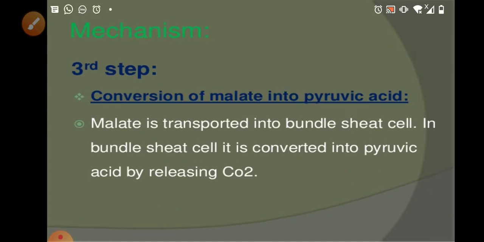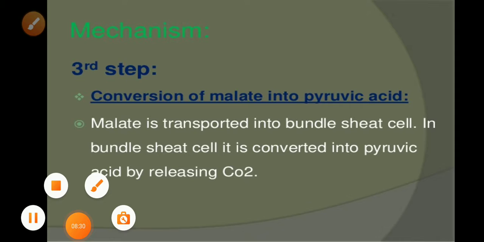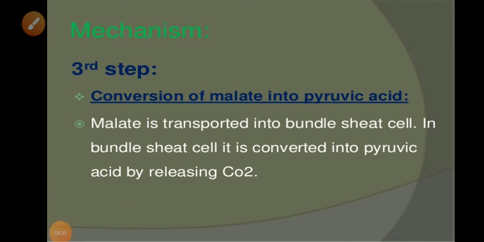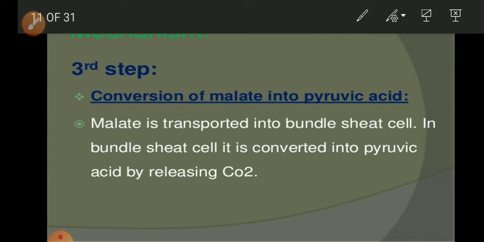Third step, conversion of malate into pyruvic acid. Now malate is transported into bundle sheath cells. In the bundle sheath cell, it is converted into pyruvic acid by releasing carbon dioxide. The carbon dioxide released from the mesophyll cells comes and is released in the bundle sheath cells.